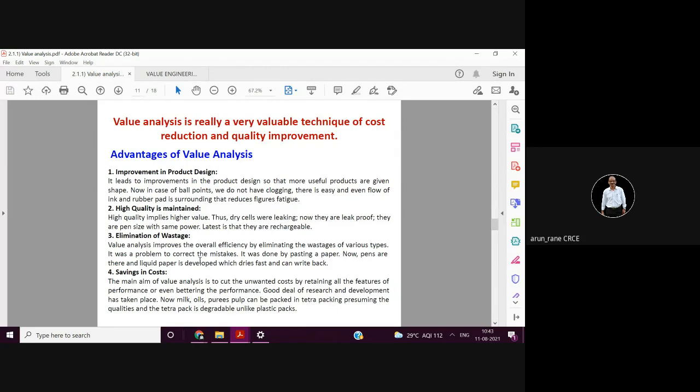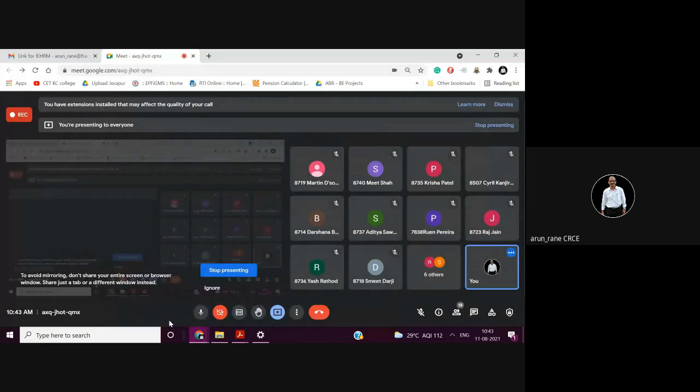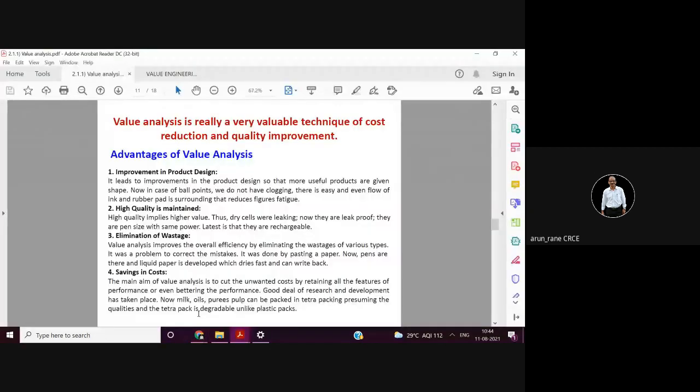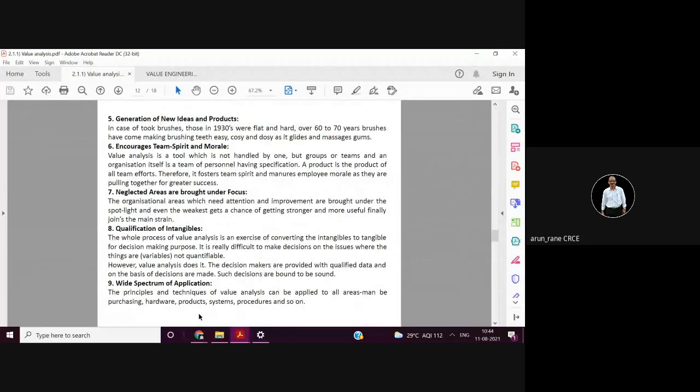And obviously, if you are eliminating the wastage, then you are going to save the cost. You are going to save the cost. That is quite obvious. And these are what the advantages of value analysis is. You get new ideas, new products. It can also lead to the new products. New ideas can lead to the new products.